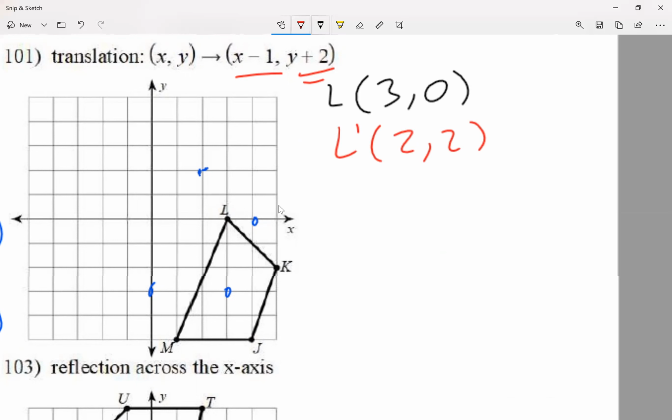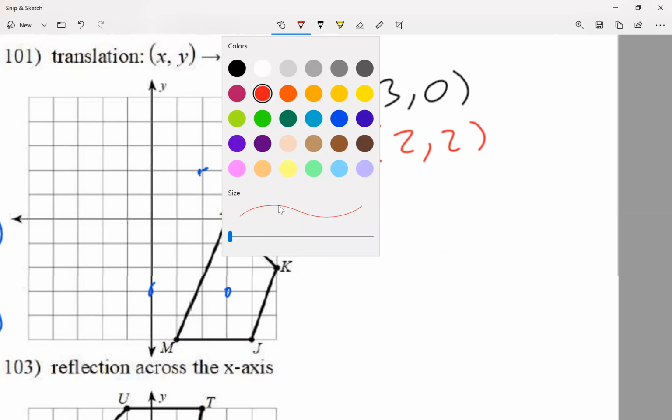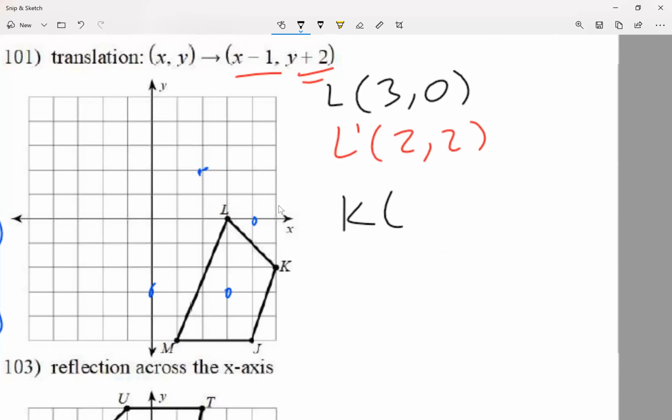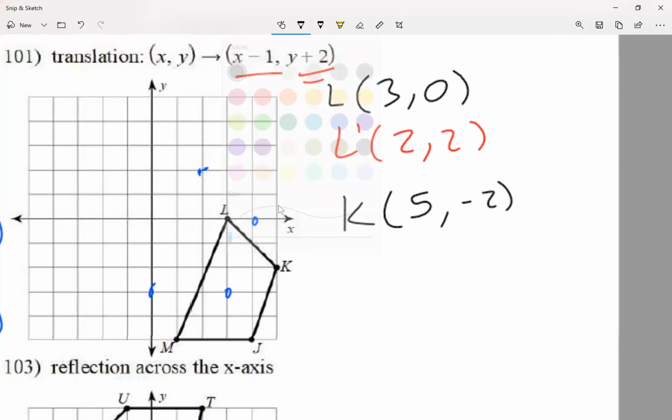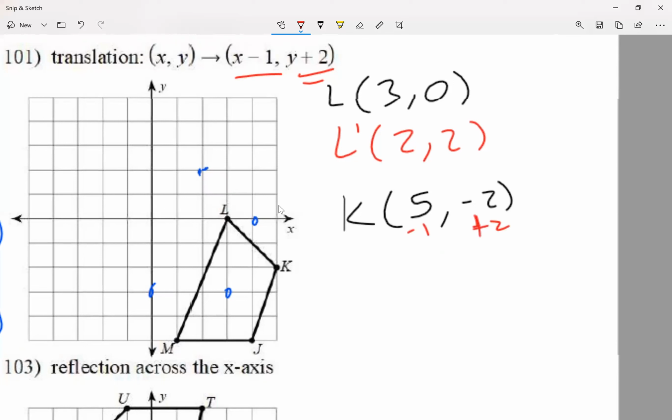What if I ask you guys for point K? Originally, K is 5, negative 2. But remember, I have to subtract 1 from X and add 2 to Y. So my K prime will be 4, 0. So for translation, use the image or use the operations: X minus 1, Y plus 2.